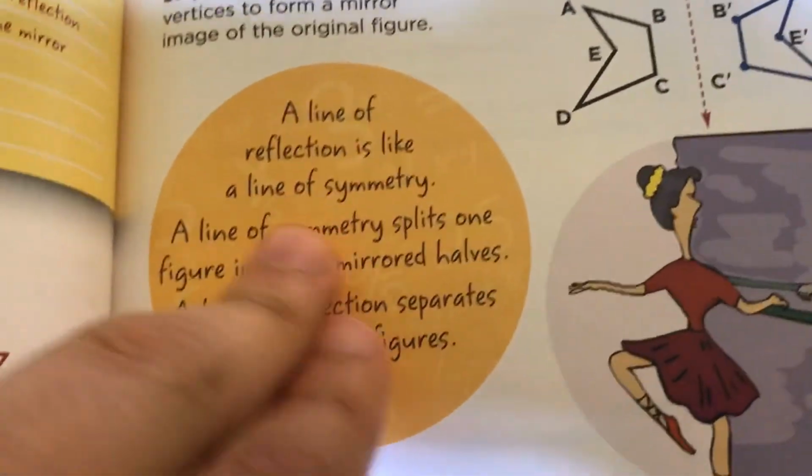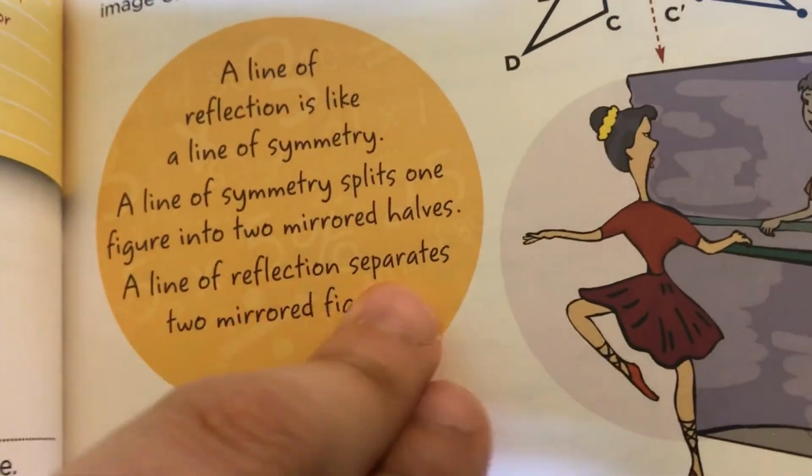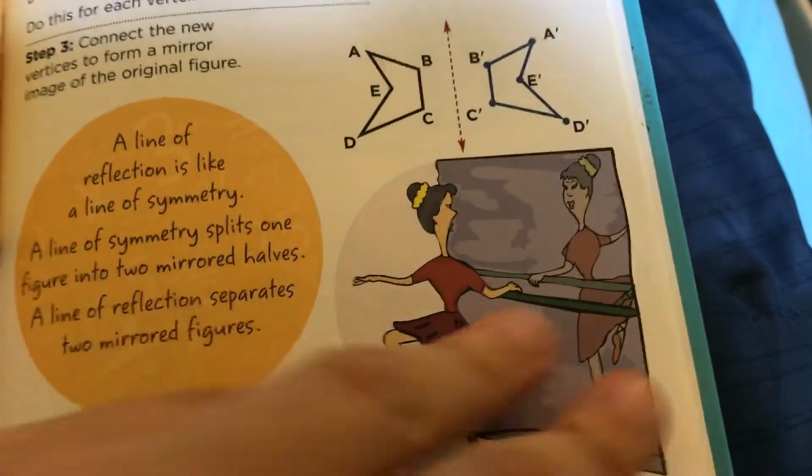A line of reflection is like a line of symmetry. A line of symmetry splits one figure into 2 mirrored halves. A line of reflection separates 2 mirror figures.